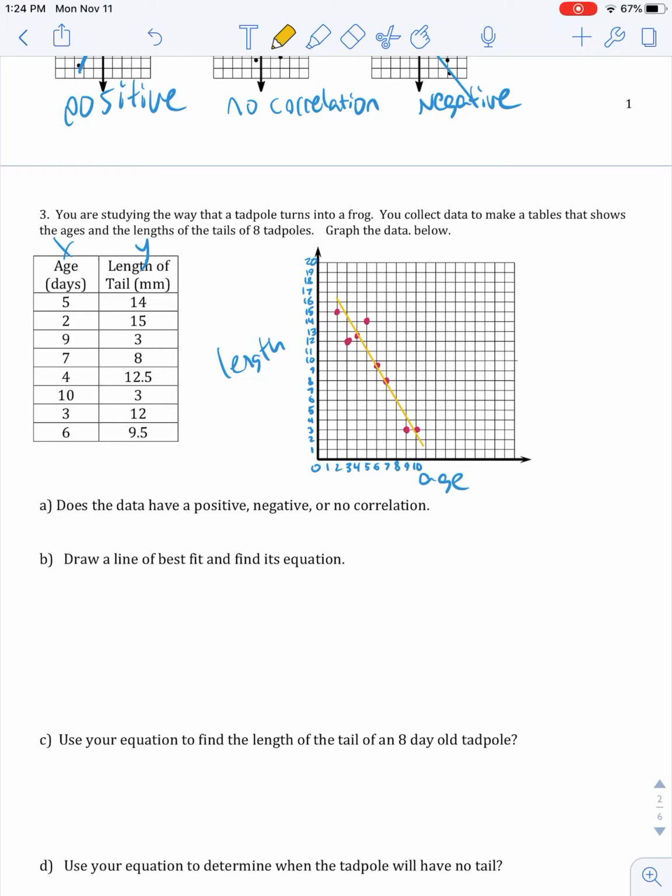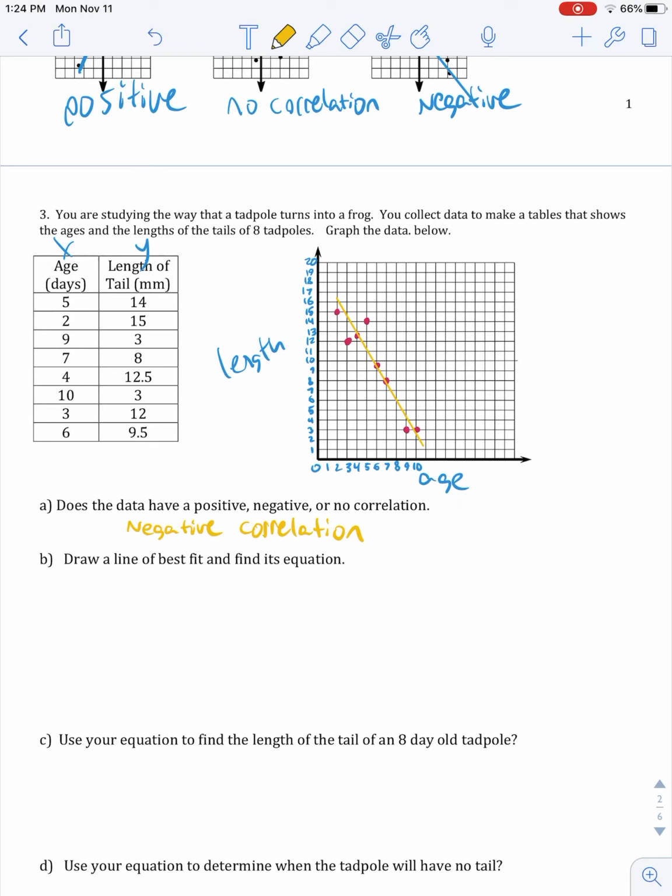So first they say, does the data have a positive, negative, or no correlation? Well, I would say that it has no correlation. Oh, sorry, not no, negative correlation. This would have a negative correlation.